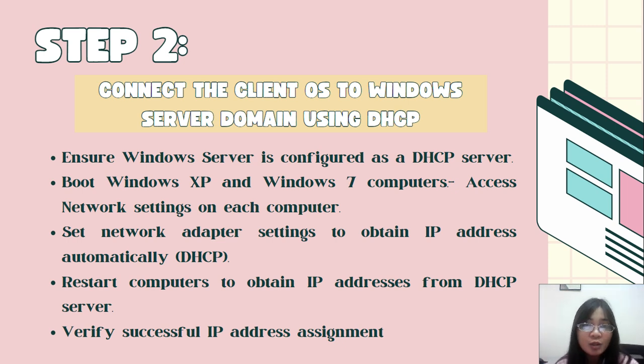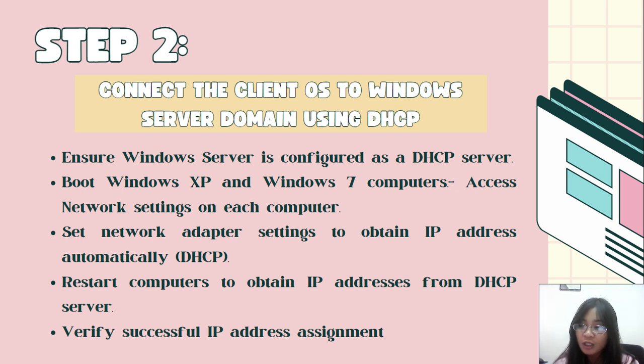Next is boot Windows XP and Windows 7 computers. Access network settings on each computer. So, power on the computers that we have, Windows XP and Windows 7. Dapat nakabuka siya sa iba-ibang VirtualBox, no? Ayan. Next is set network adapter. Oh, magkaiba pala yun. So, next is access network settings on each computer.